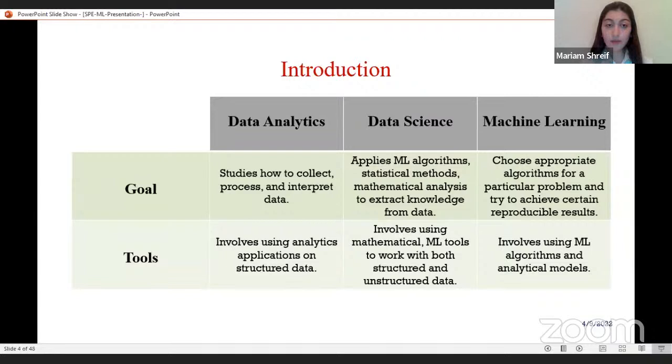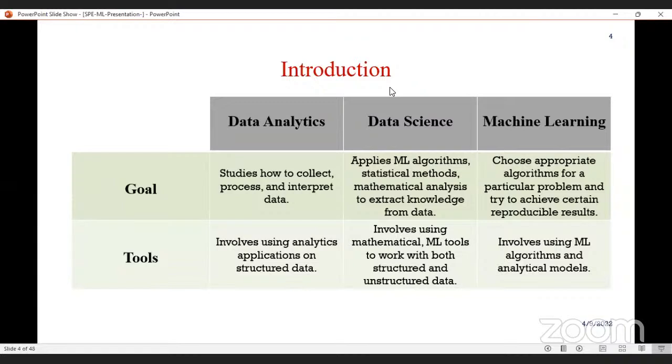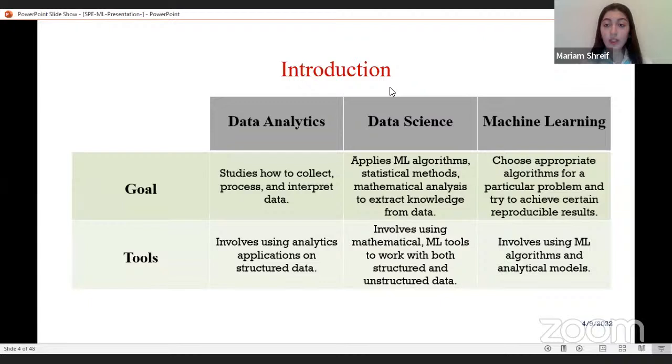The goal of data analytics is to study how to collect, process, and interpret the data we have, while data science applies machine learning algorithms, as mentioned earlier, along with statistical methods and mathematical analysis in order to extract knowledge from the data. While machine learning models choose the appropriate algorithms for a particular problem and then try to achieve a certain reproducible result.